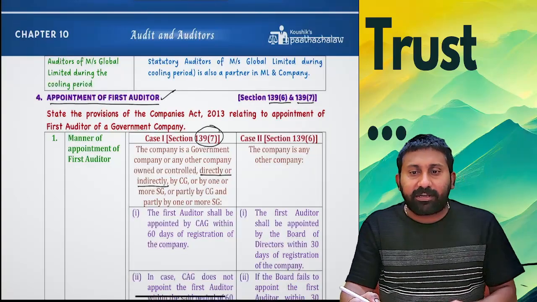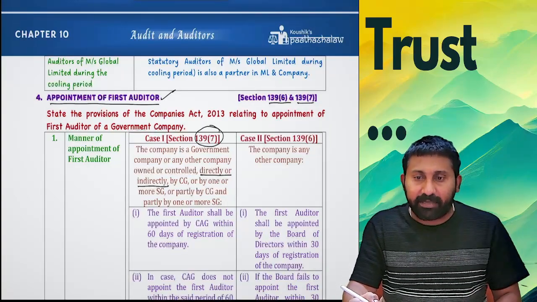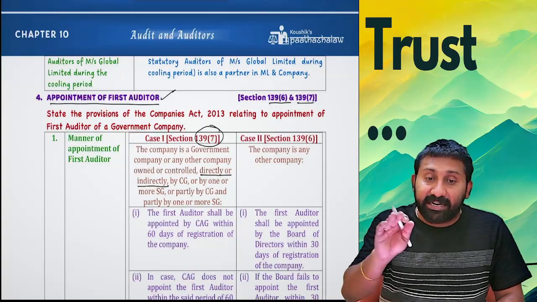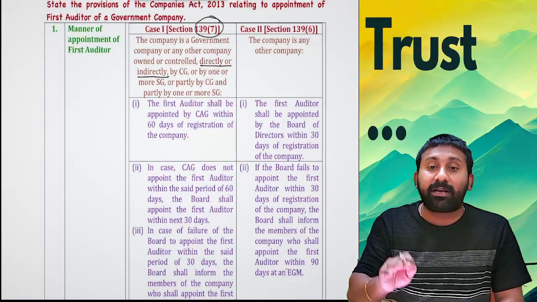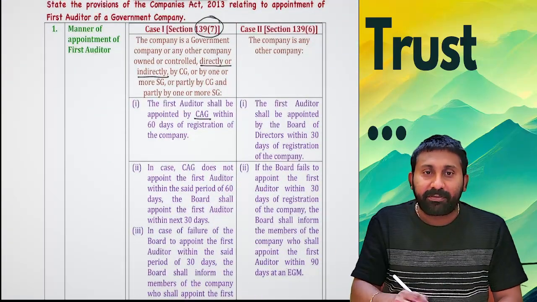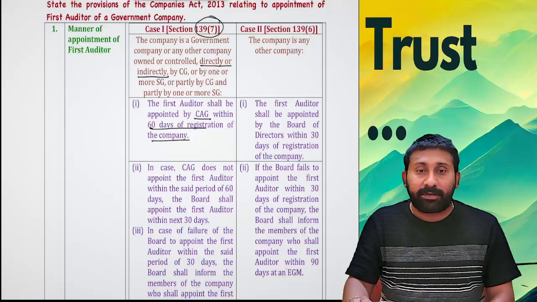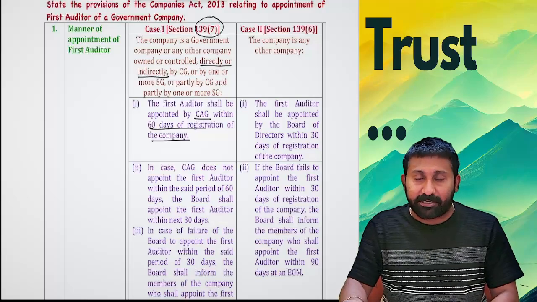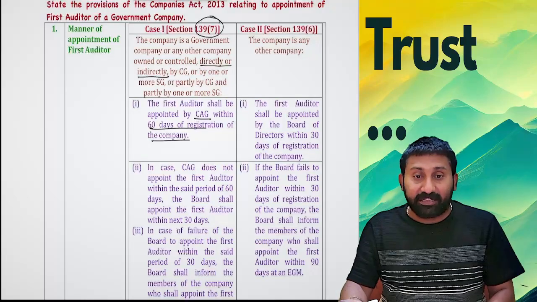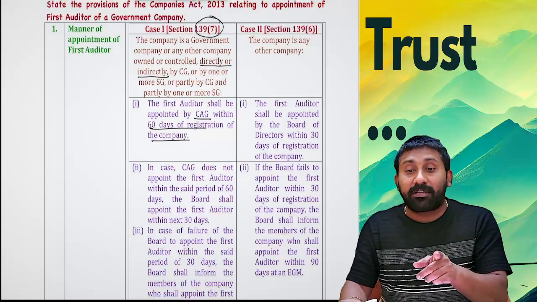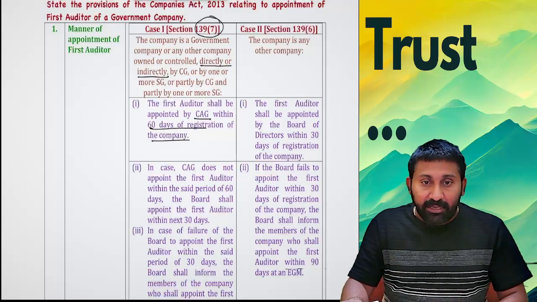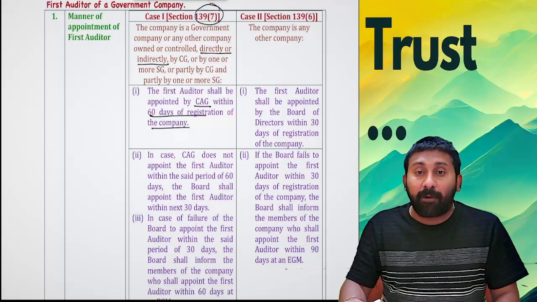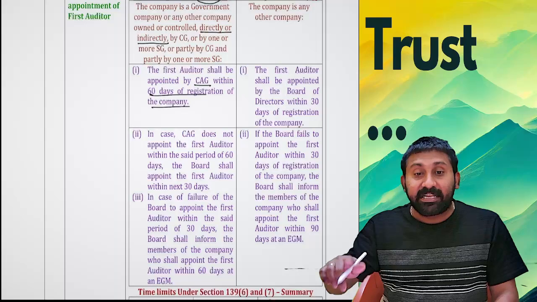The first auditor of that particular company, how will he be appointed? The first auditor of a company will be appointed by the C and AG, the Controller and Auditor General. They will appoint within how many days? 60 days of incorporation. Registration means incorporation. So CAG has to appoint within 60 days of incorporation. If CAG fails to appoint within 60 days, then the board has to appoint within the next 30 days. If the board also fails to appoint within the next 30 days, the board will inform the members to appoint the first auditor within 60 days at the AGM.